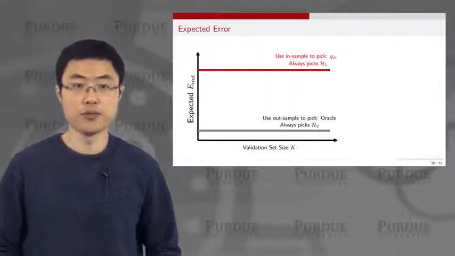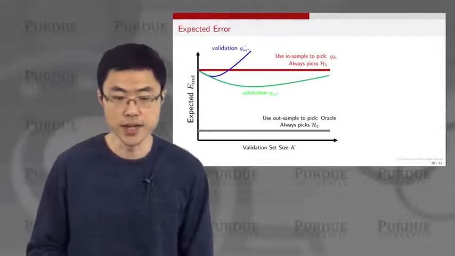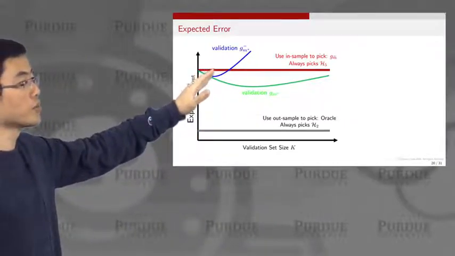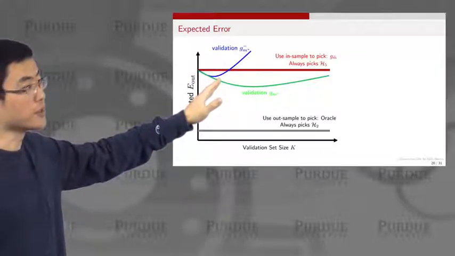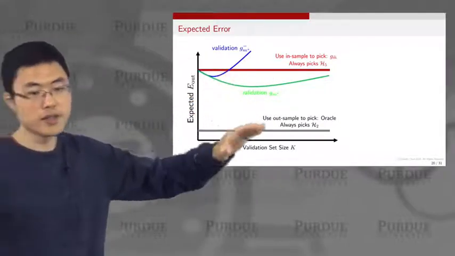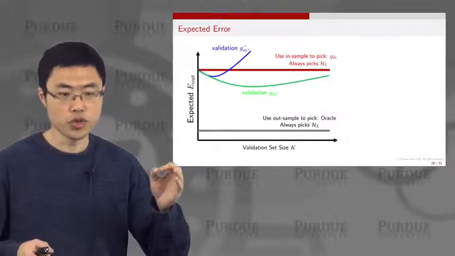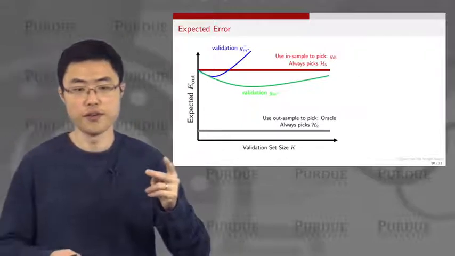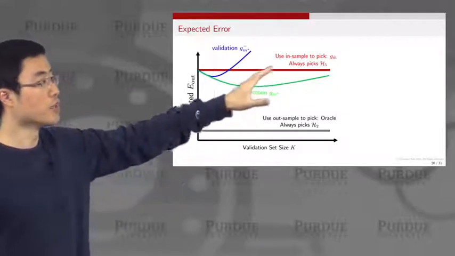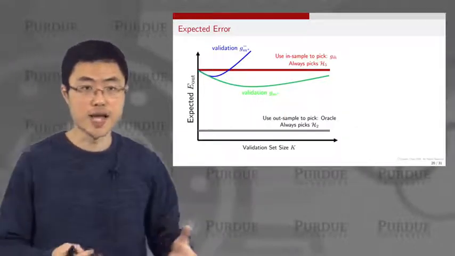So this is the curve that you get when you plot these two curves as a function of the validation set size, K. You have two curves. One is the blue curve, which is the validation of the G minus, and the green curve is the validation of the G star. Now, G minus is what? Among all the choices, you have hypothesis 1, hypothesis 2, and all these hypotheses, and then you can choose a G star minus. But that G star minus is still calculated using N minus K samples.